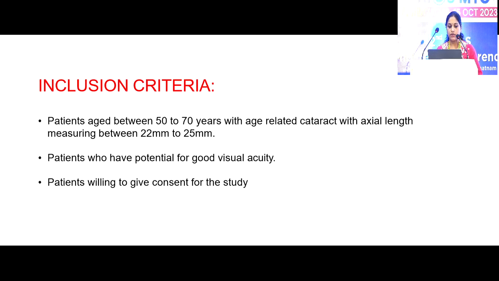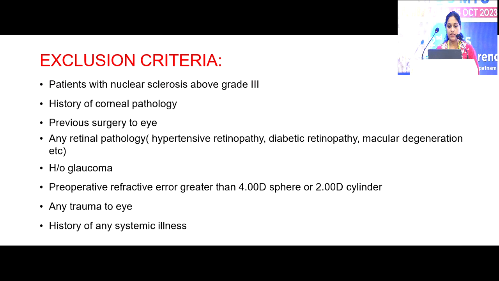Inclusion criteria: patients aged between 50 to 70 years with age-related cataract and axial length measuring between 22 to 25 mm, patients who have potential for good visual acuity, and patients willing to give consent for the study. Exclusion criteria: patients with nuclear sclerosis above grade 3, history of cornea and retinal pathology, any previous surgery to the eye or trauma, preoperative refractive error greater than 4D sphere or 2D cylinder, and history of any systemic illness.